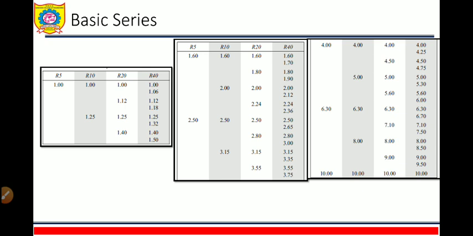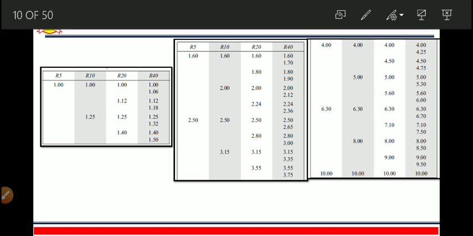So one can see in the R5 series, I am getting 1, 1.6, 2.5, 4, and 6.3. In the R5 series, I can reach from 1 to 10 in 5 subsequent steps. That is 1 to 1.6, 1.6 to 2.5, 2.5 to 4, 4 to 6.3, and 6.3 to 10.